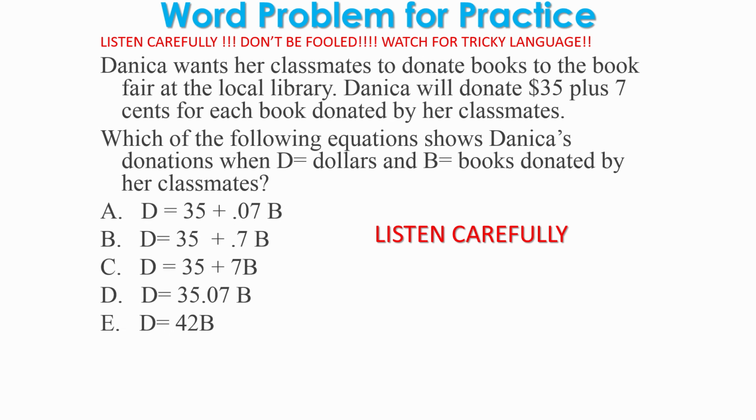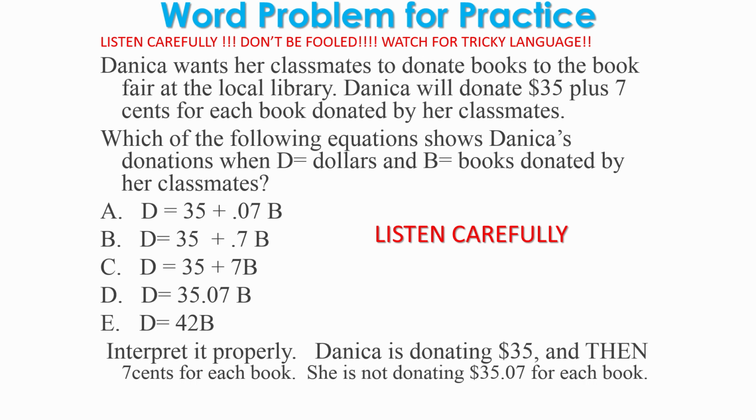The choices are A, D equals 35 plus 0.07B. B, D equals 35 plus 0.7B. Choice C, D equals 35 plus 7B. Choice D, D equals 35.07B. And E, D equals 42B. Now let's step back and look at this problem.